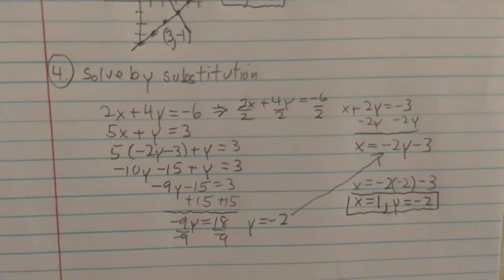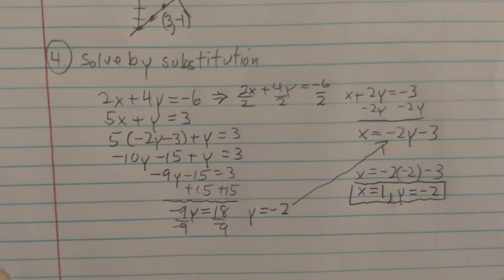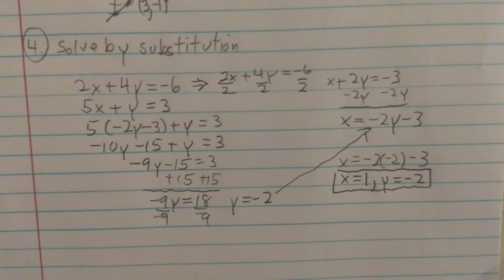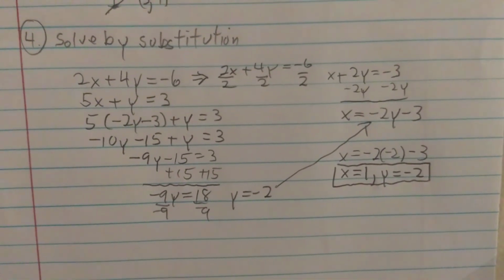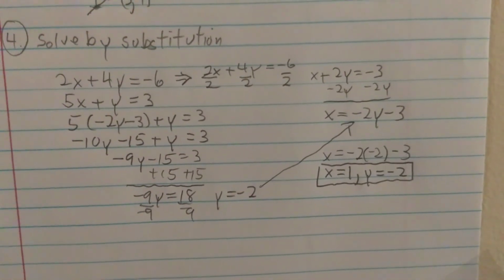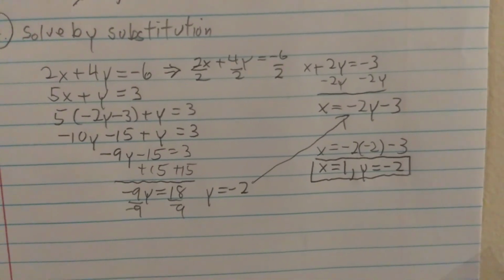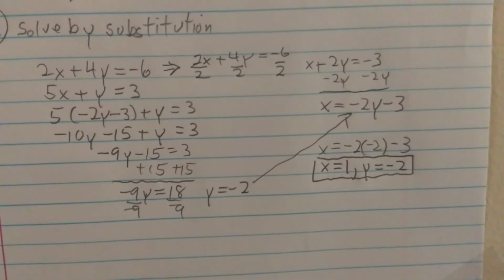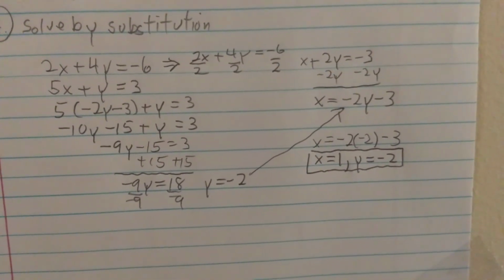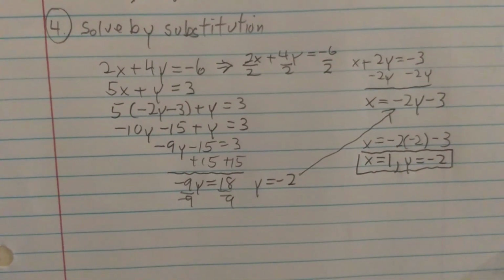Then next, for problem 4, we solve by substitution. 2x plus 4y equals negative 6, and 5x plus y equals 3. So we're going to take the first equation and divide everything by 2. 2x divided by 2 plus 4y divided by 2 equals negative 6 divided by 2, or x plus 2y equals negative 3. And then we can solve for x by subtracting 2y. So x is equal to negative 2y minus 3. And we'll plug that back into the 5x plus y equals 3.